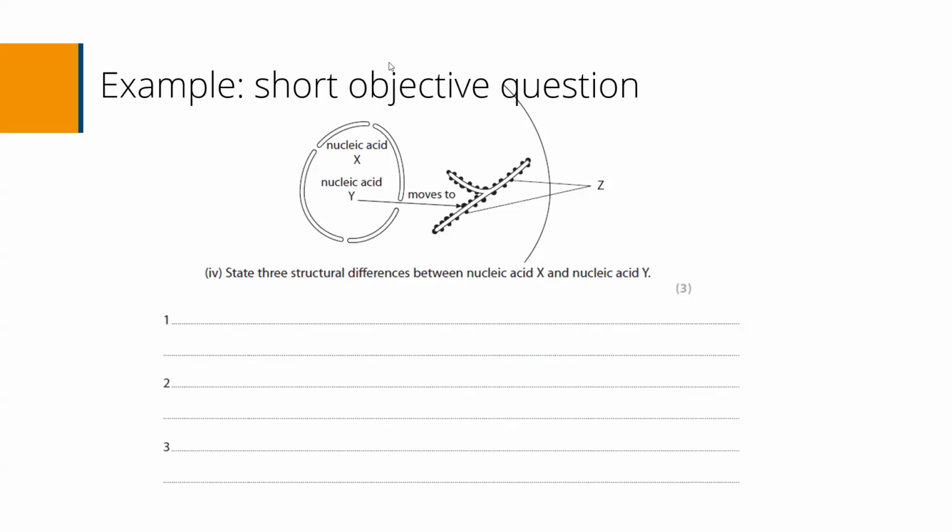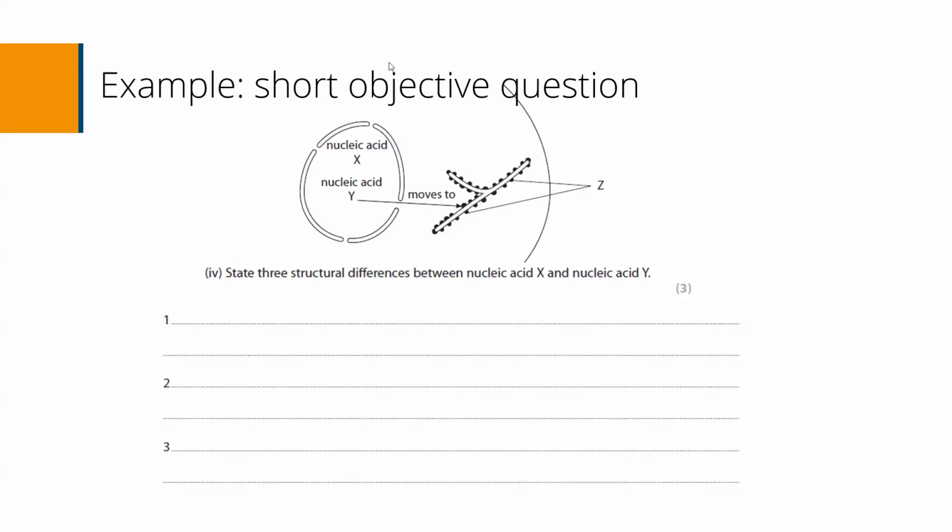If it was state three differences between RNA and DNA, you could say, well, in that case, it's just AO1. But in this case, they've got to work out that nucleic acid Y is able to leave the nucleus. So nucleic acid Y must be RNA. Nucleic acid X that stays in the nucleus is DNA. So I think there's quite a bit to this, and that's why I think it's AO2. Excellent, very well done. Right, next one.